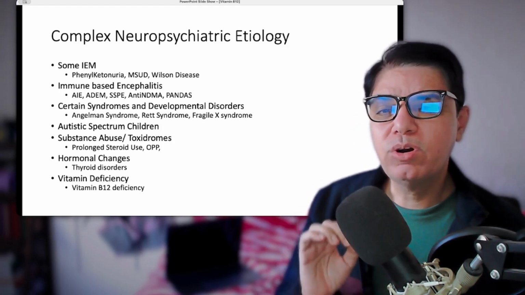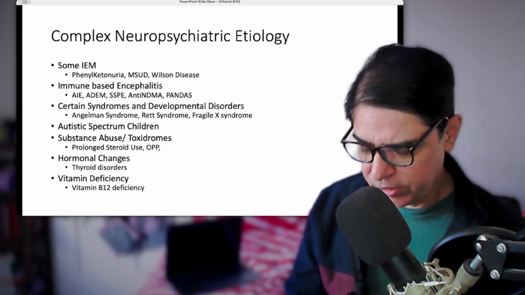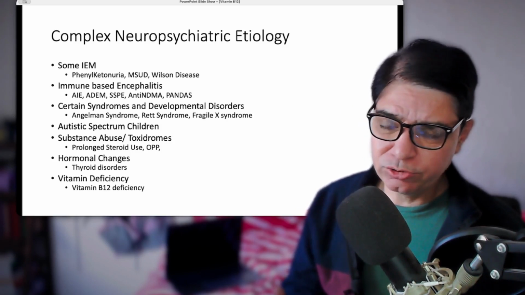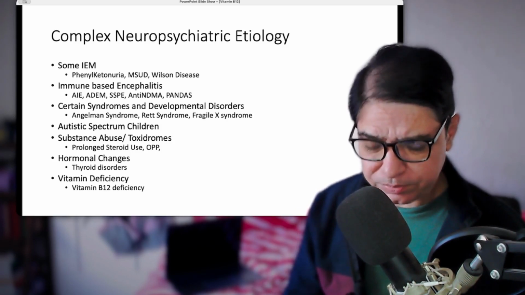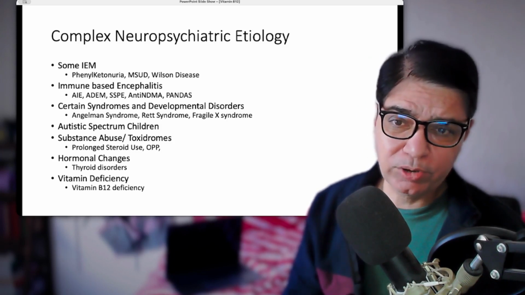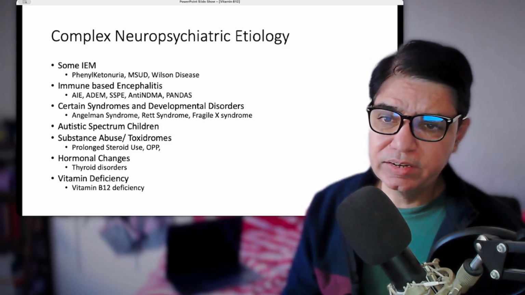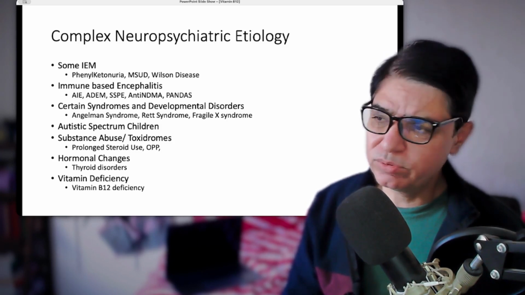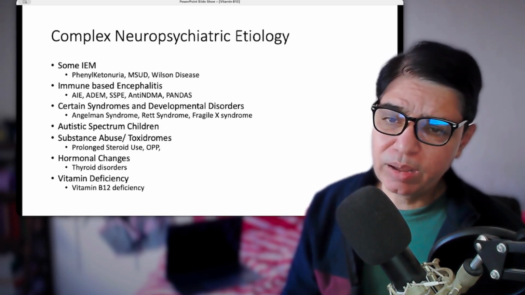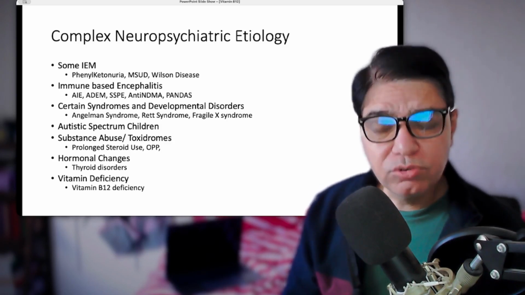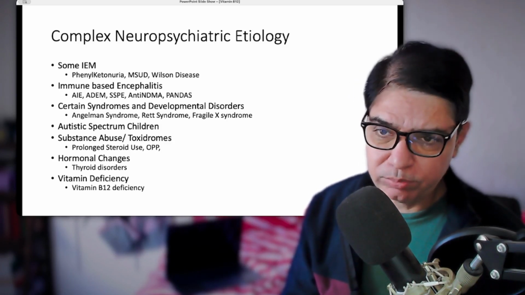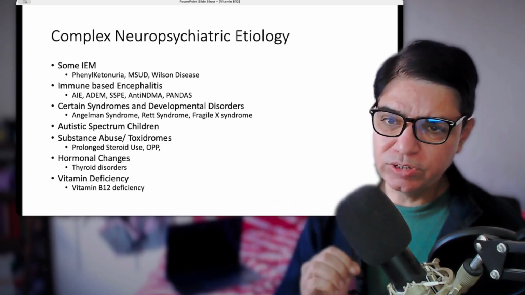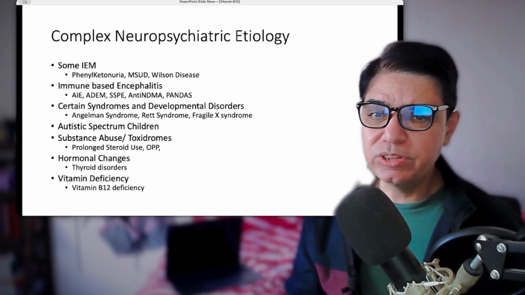Some inborn errors of metabolism, especially phenylketonuria, maple syrup urine disease, and Wilson disease. Phenylketonuria is a problem with the metabolism of the amino acid phenylalanine. Maple syrup urine disease is another branched chain amino acid metabolism problem. And Wilson disease is basically a problem with copper metabolism. So these inborn errors of metabolism can present with neuropsychiatric etiology.